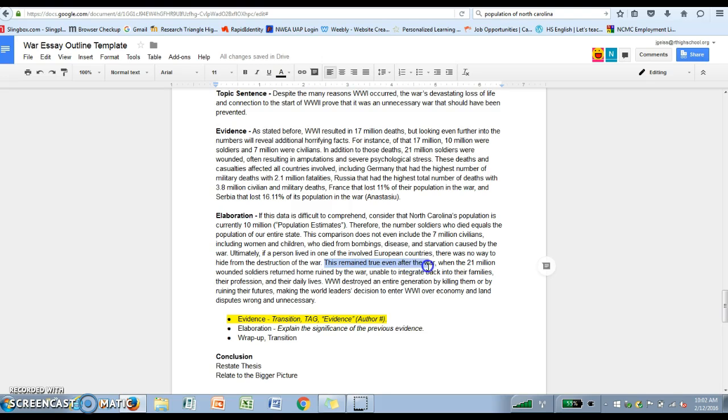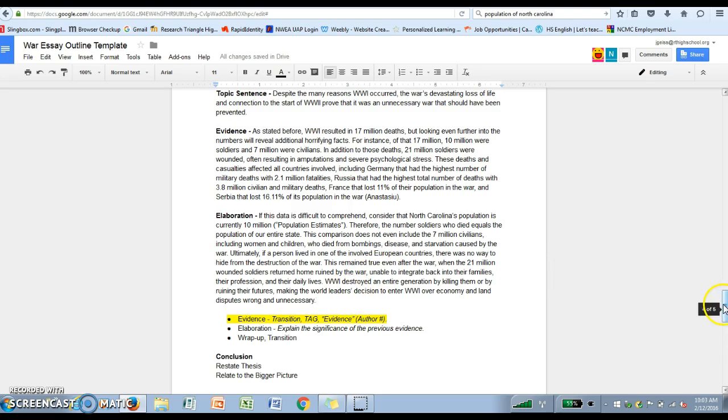This remained true even after the war, when the 21 million wounded soldiers returned home ruined by the war, unable to integrate back into their families, their profession, and their daily lives. World War I destroyed an entire generation by killing them or by ruining their futures, making the world leaders' decision to enter World War I over economy and land disputes wrong and unnecessary. So here, my opinion is made very clear that World War I destroyed a generation, making the war ultimately unnecessary. The positive outcomes of the war were not worth the negative outcomes of the war.